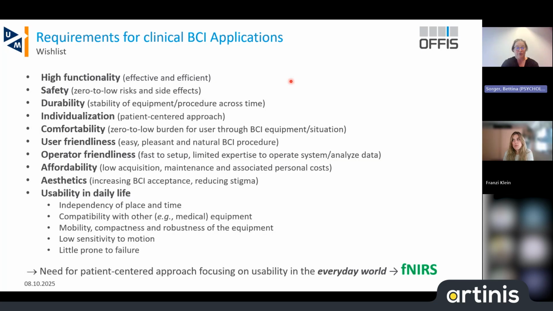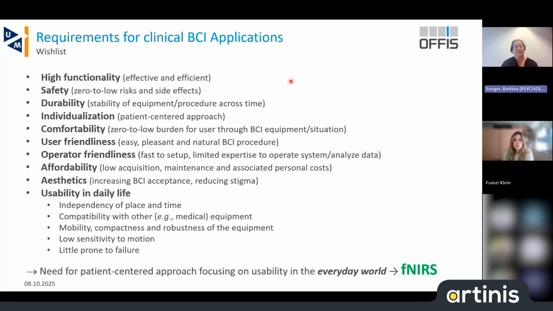What is also a crucial point is the affordability. So it should not cost a lot of money, because then it will not have a broad application. So we should have low acquisition, maintenance, and personnel costs associated. Aesthetics is also important because it will increase the acceptance by the BCI user, for patients, for example, because we know that locked-in patients sometimes do not like to wear this weird equipment and would rather not use it than use it. And it also reduces stigma if we can provide something which is actually nice and small.